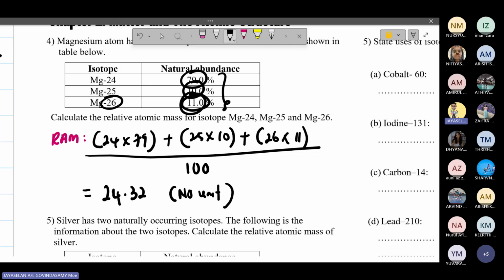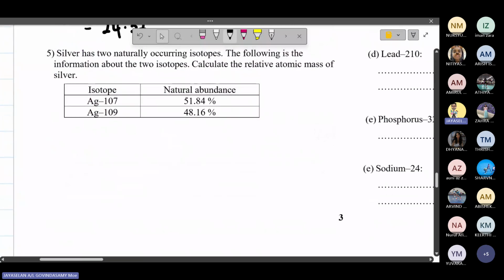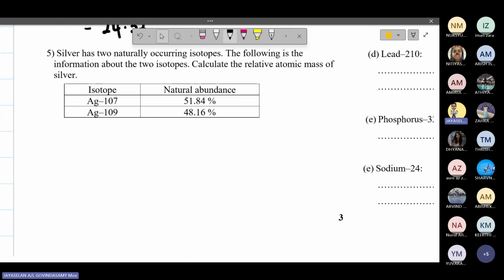Now I want answer like this. This one I already do, right? Next one you guys do for me. Silver got 2 isotope. Silver 107, silver 109.